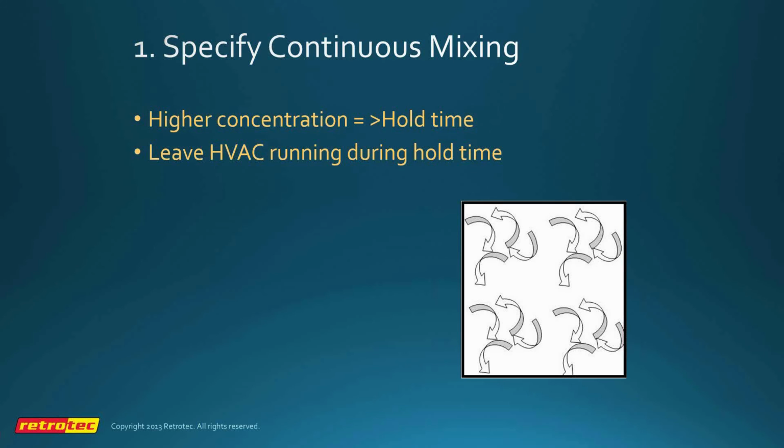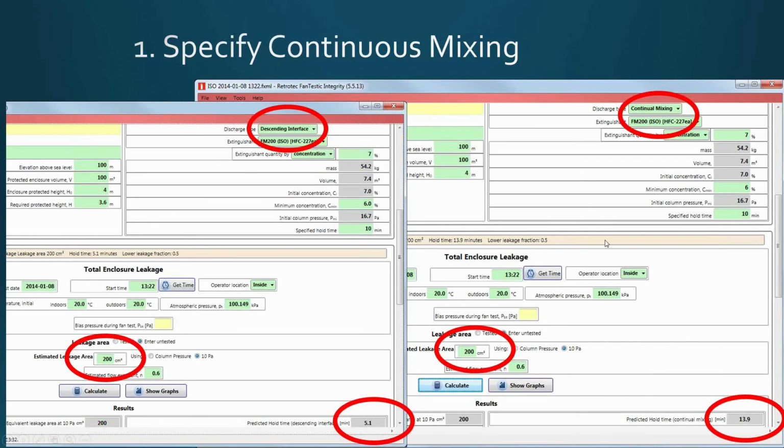A lot of people have never even heard about continuous mixing or don't know it exists. In fact, it's there probably 50% of the time at least, so it's something everybody needs to become familiar with. Here we're running two tests: one descending interface getting a 5.1 minute retention time, and one continuous mixing getting 13.9, with exactly the same amount of enclosure leakage of 200 square centimeters. Same agent, same everything.